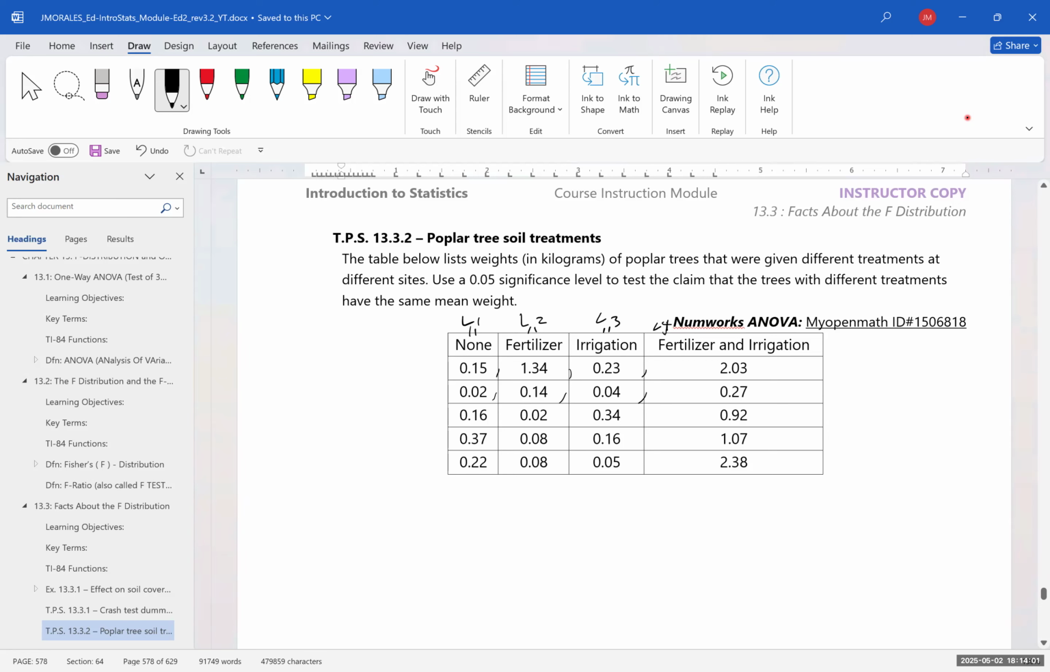Our null hypothesis is going to be that the mean for each of these is going to be equal. So the mean of no fertilizer should be equal to the mean with fertilizer. That should be equal to the mean poplar tree weight under irrigation, and that should be equal to the mean poplar tree weight under fertilizer and irrigation. And that's going to be our original claim.